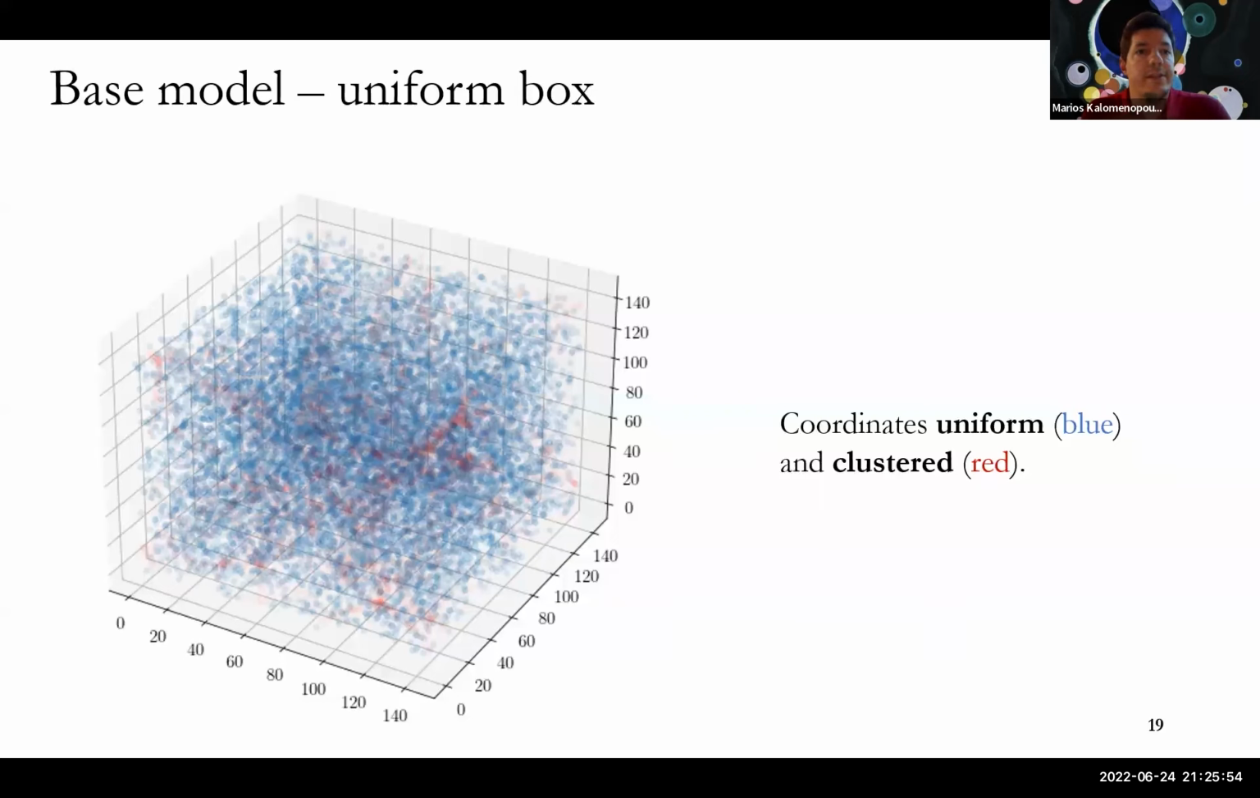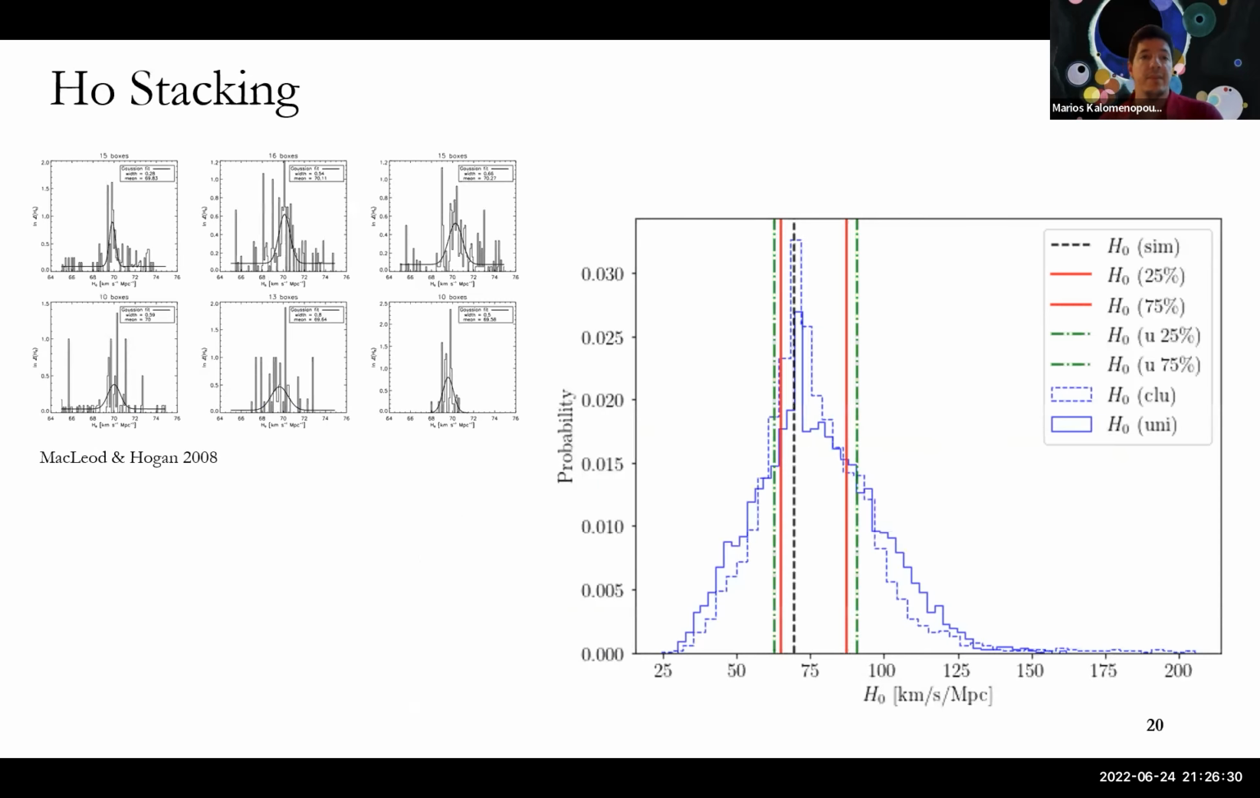Then, as a sanity check and a base model, we also use a uniform box, in order to estimate the improvement of our method based on clustering. In our simulation, we produce a similar box that has the same number of galaxies, but now uniformly distributed. Then we use this as a base model to compare the improvement of the clustering versus the uniform case.